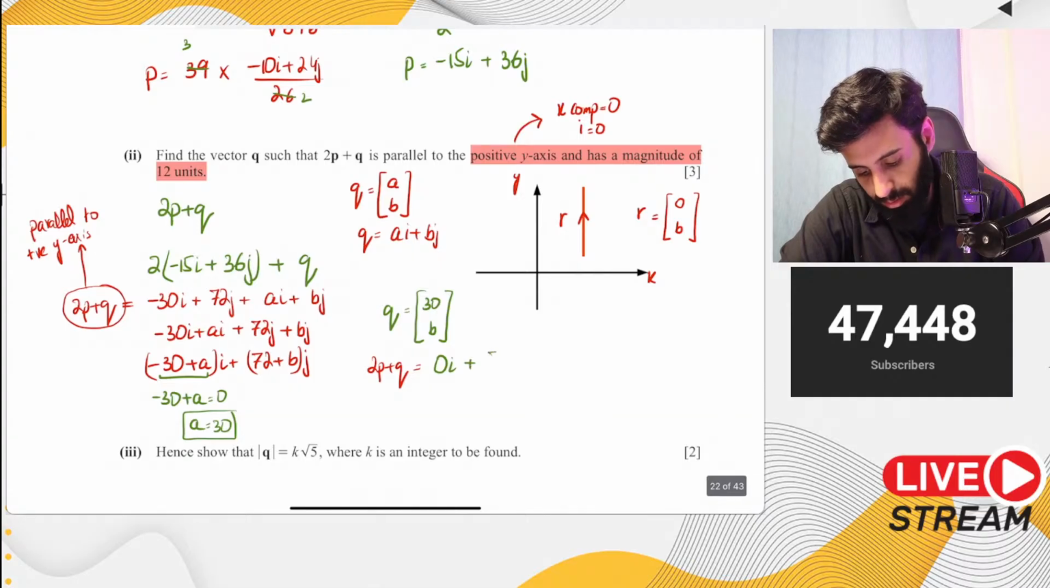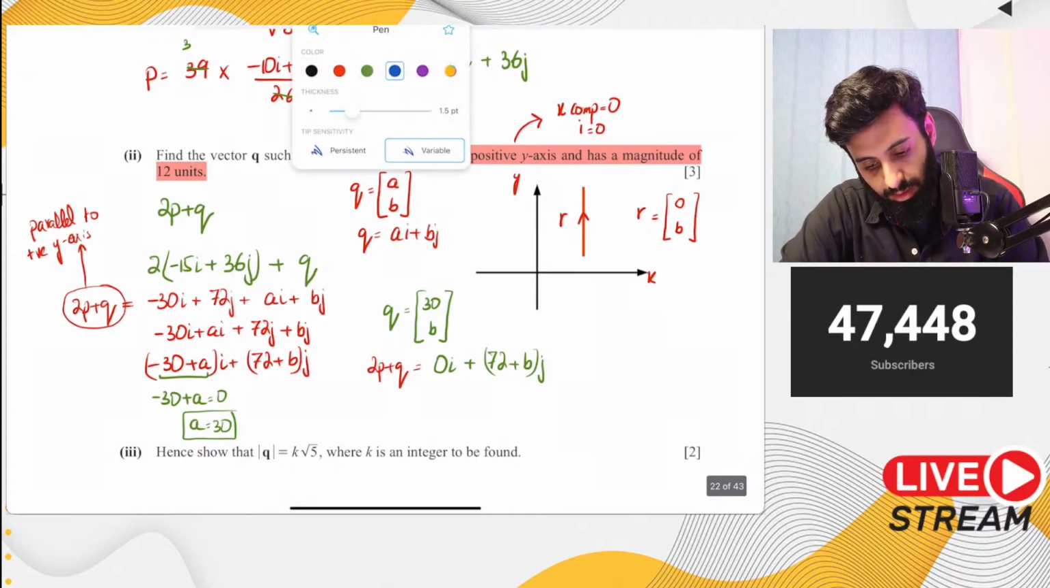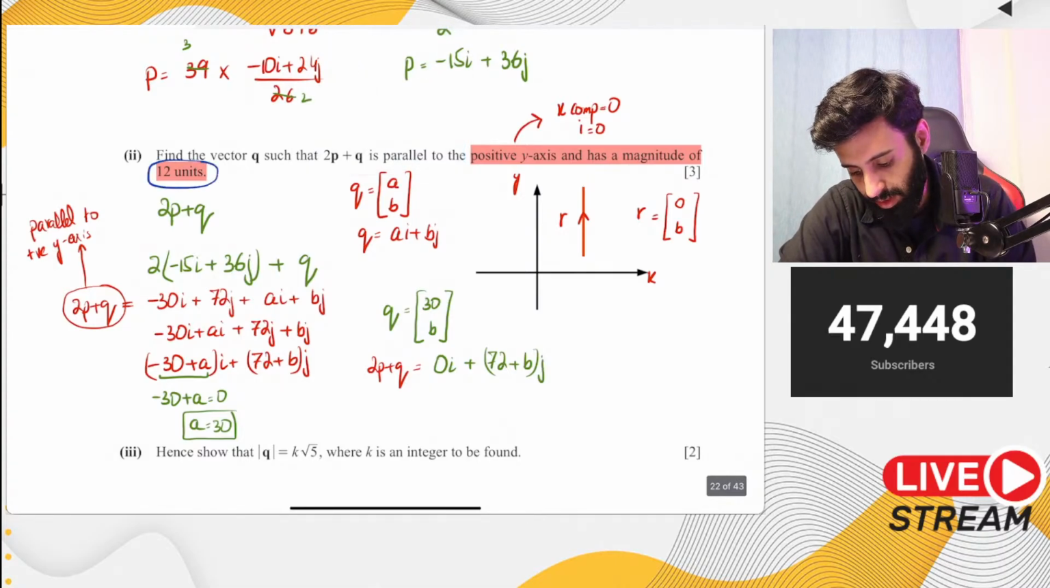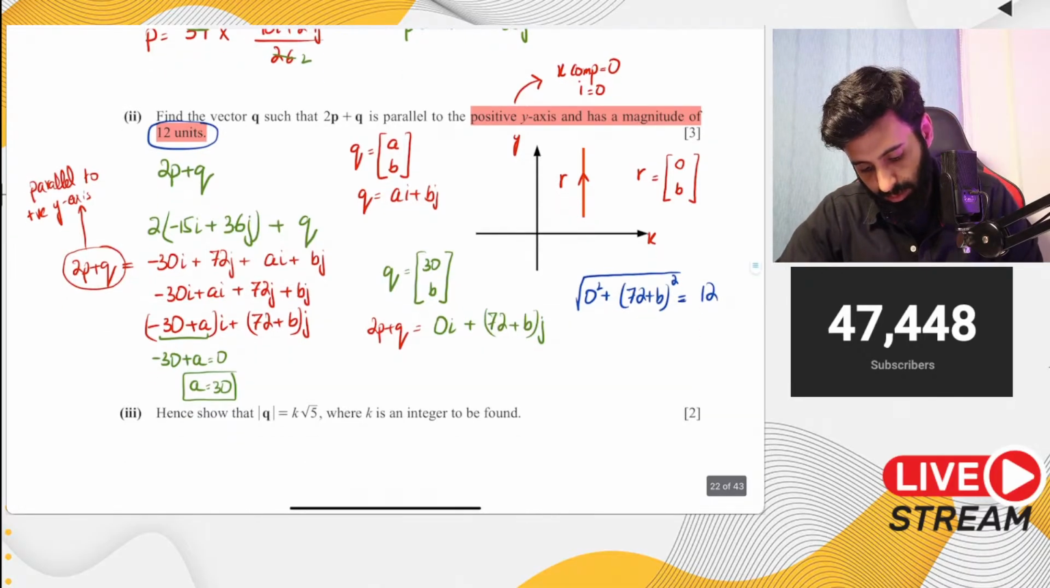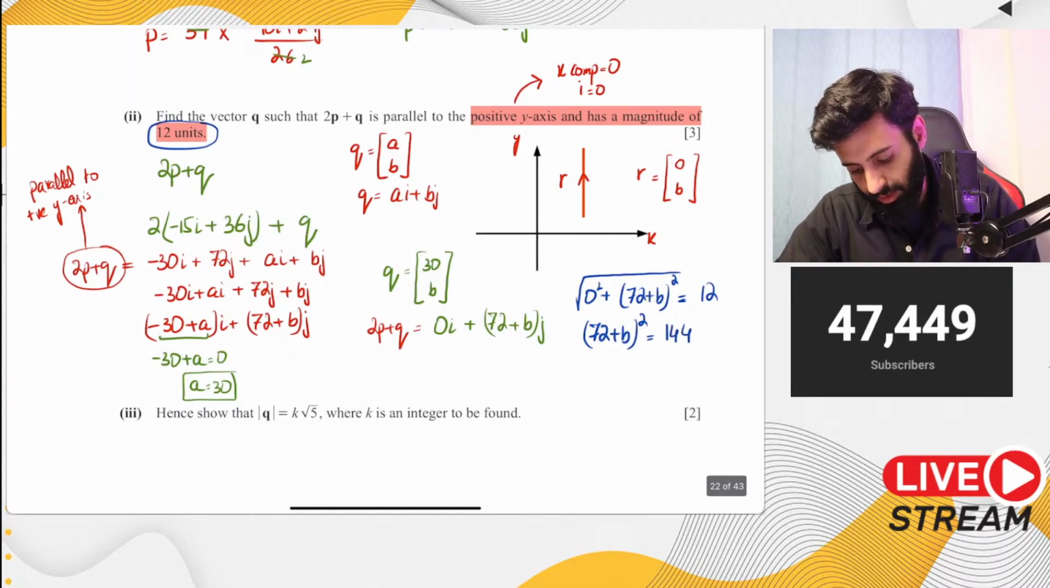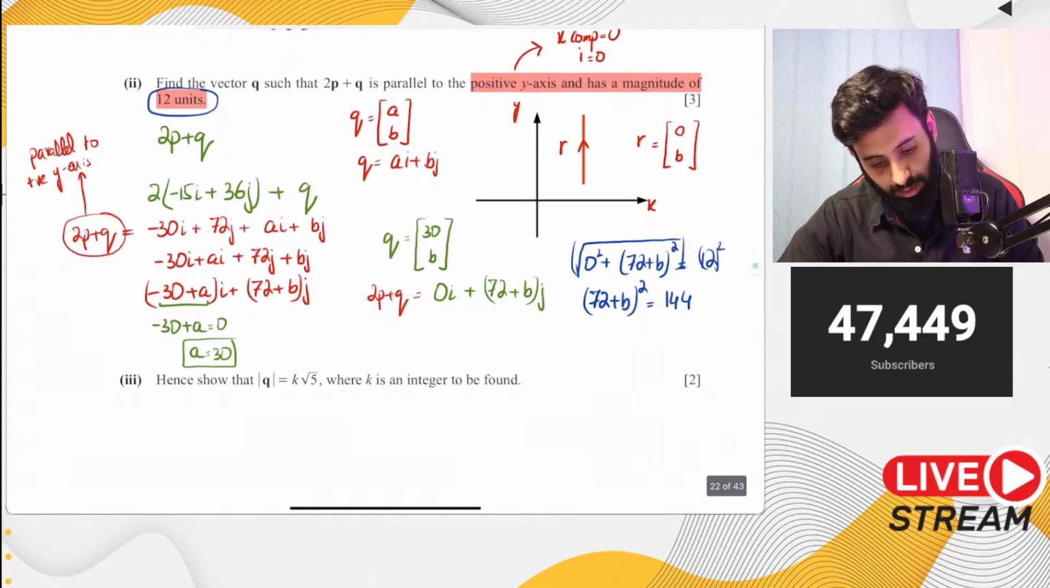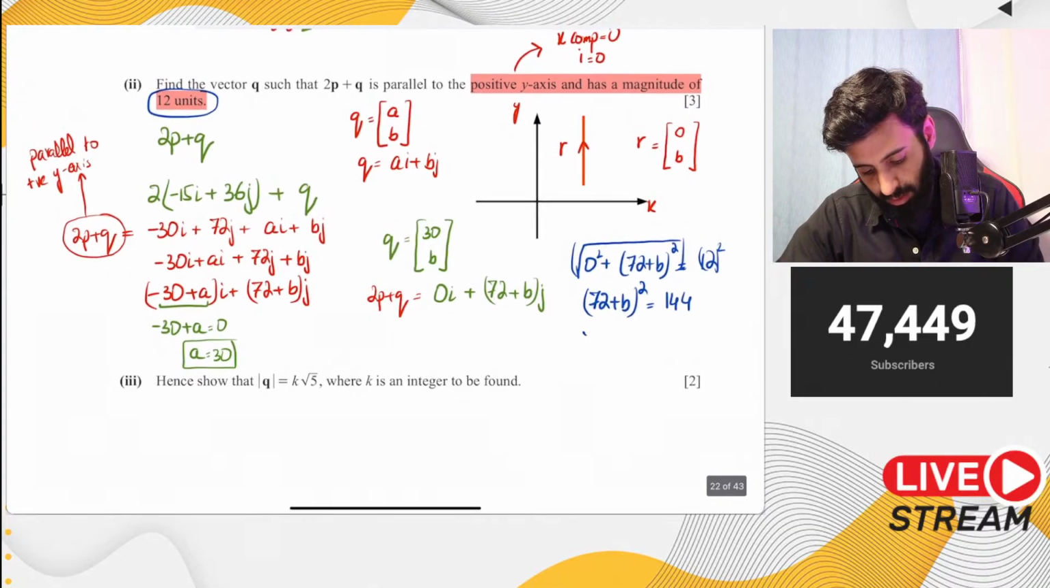plus 72 plus b j. Now, according to the question, the magnitude of this entire vector is 12 units. So that means the square root of 0 squared plus (72 plus b) squared, the whole thing inside the square root, equals 12. So 72 plus b, the whole thing squared, equals 144, because we've taken the square on both sides. Now if you take the square root on both sides, we have 72 plus b equal to 12.